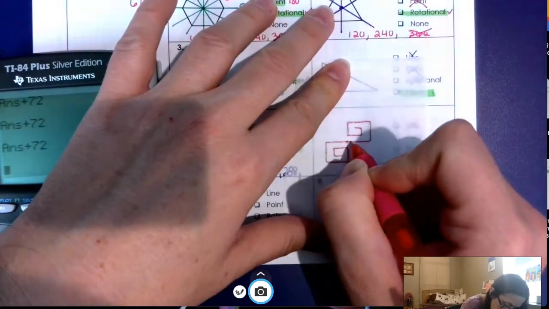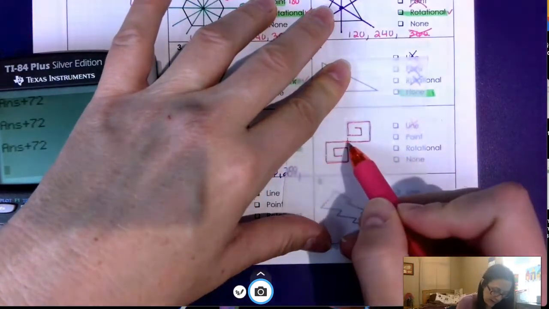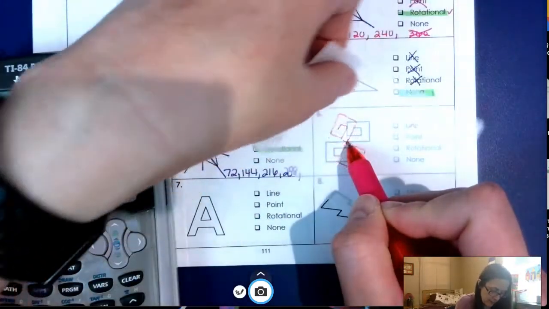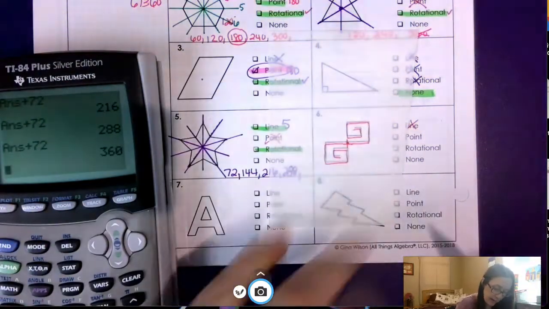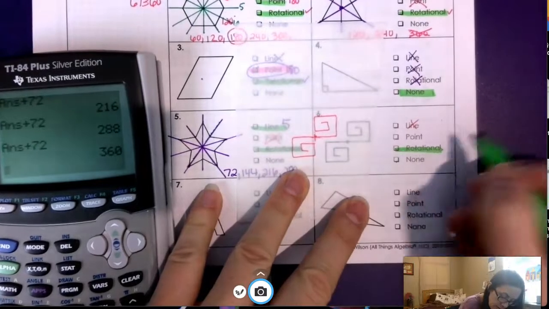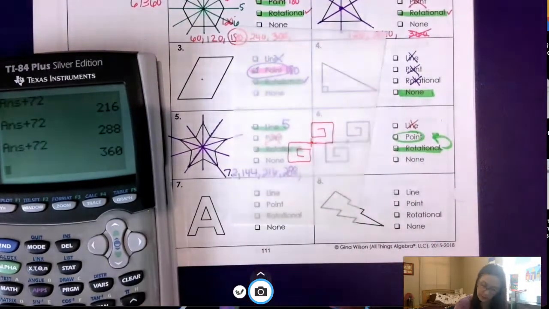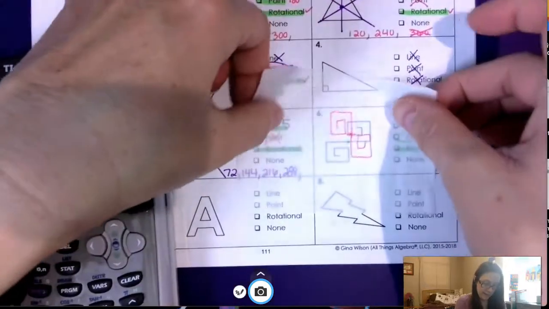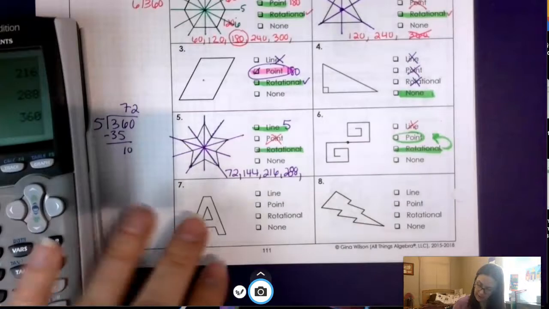I would draw a little line right there. I draw that line so I know when it turns 90. So at 90, no. At 180, look, at 180 it does. So it does have rotational at exactly 180. So it has point. And then 270, and then again on itself at 360.